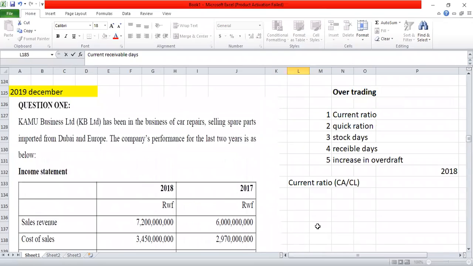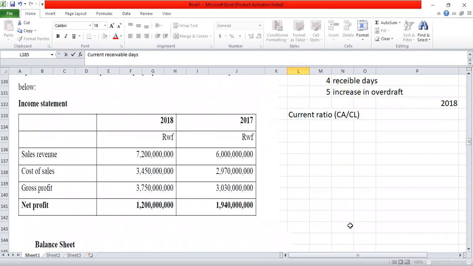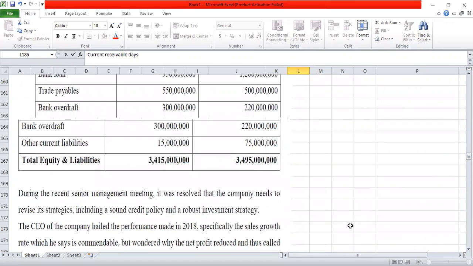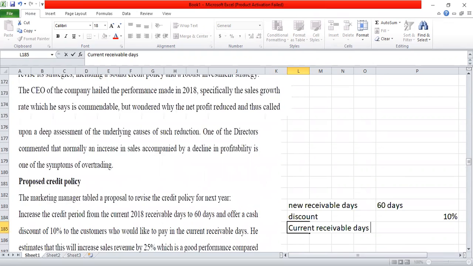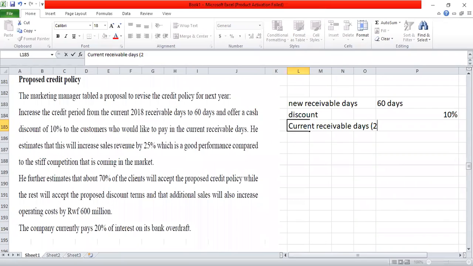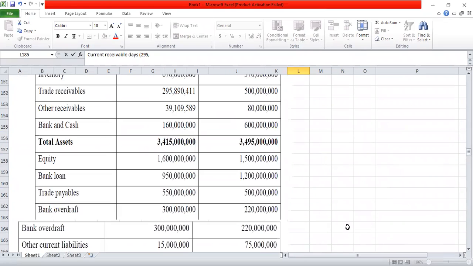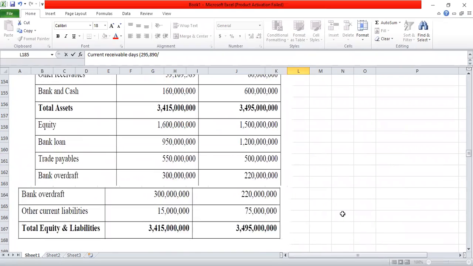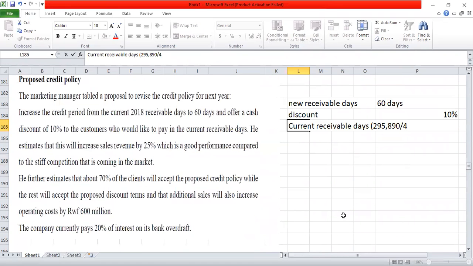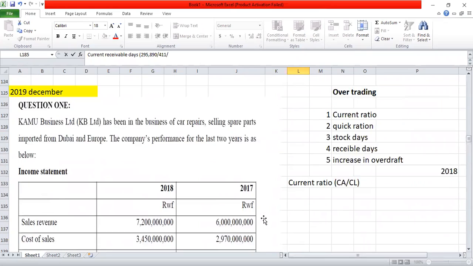our sales. I hope we are assuming that all the sales are on credit. Our credit sales, which is how much? 295,890,411 divided by 7.2.